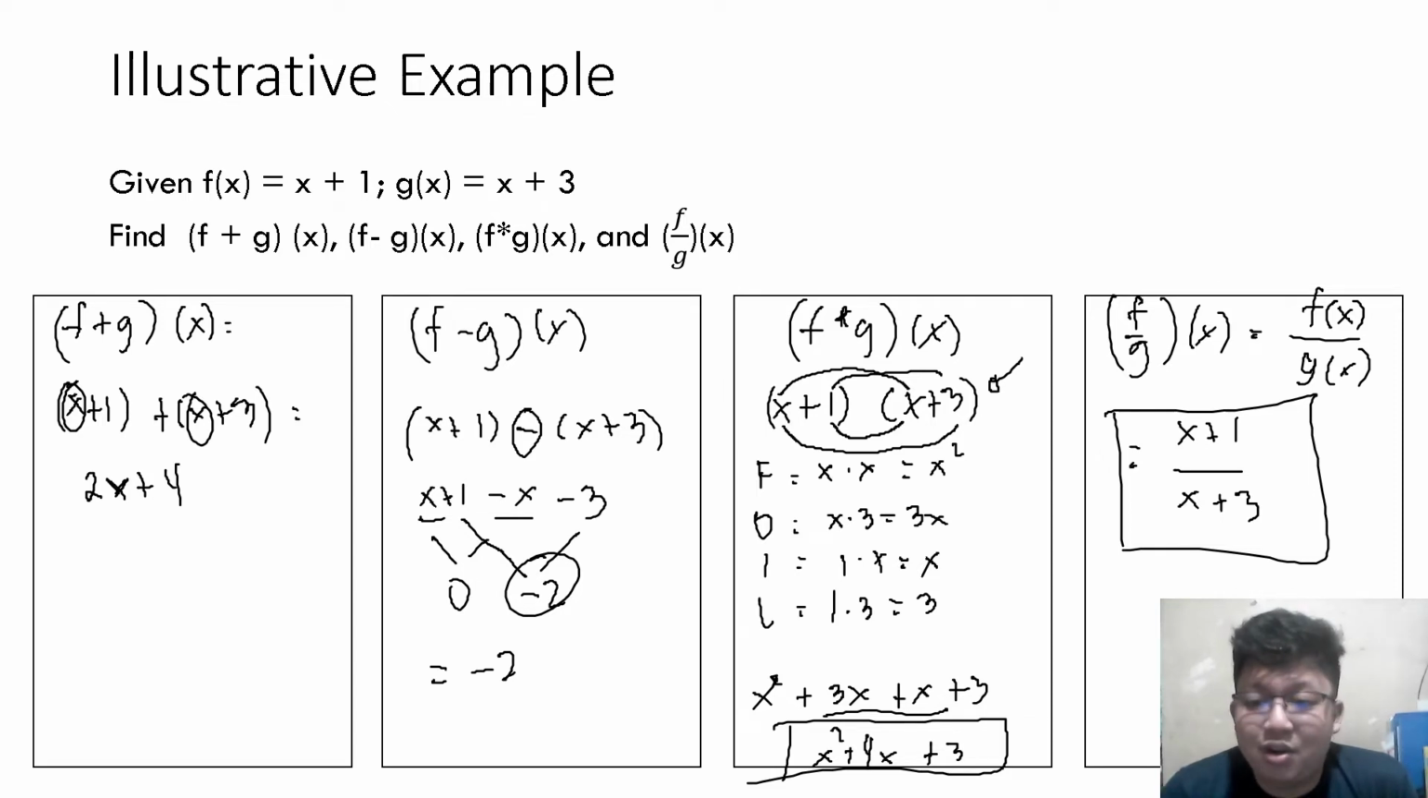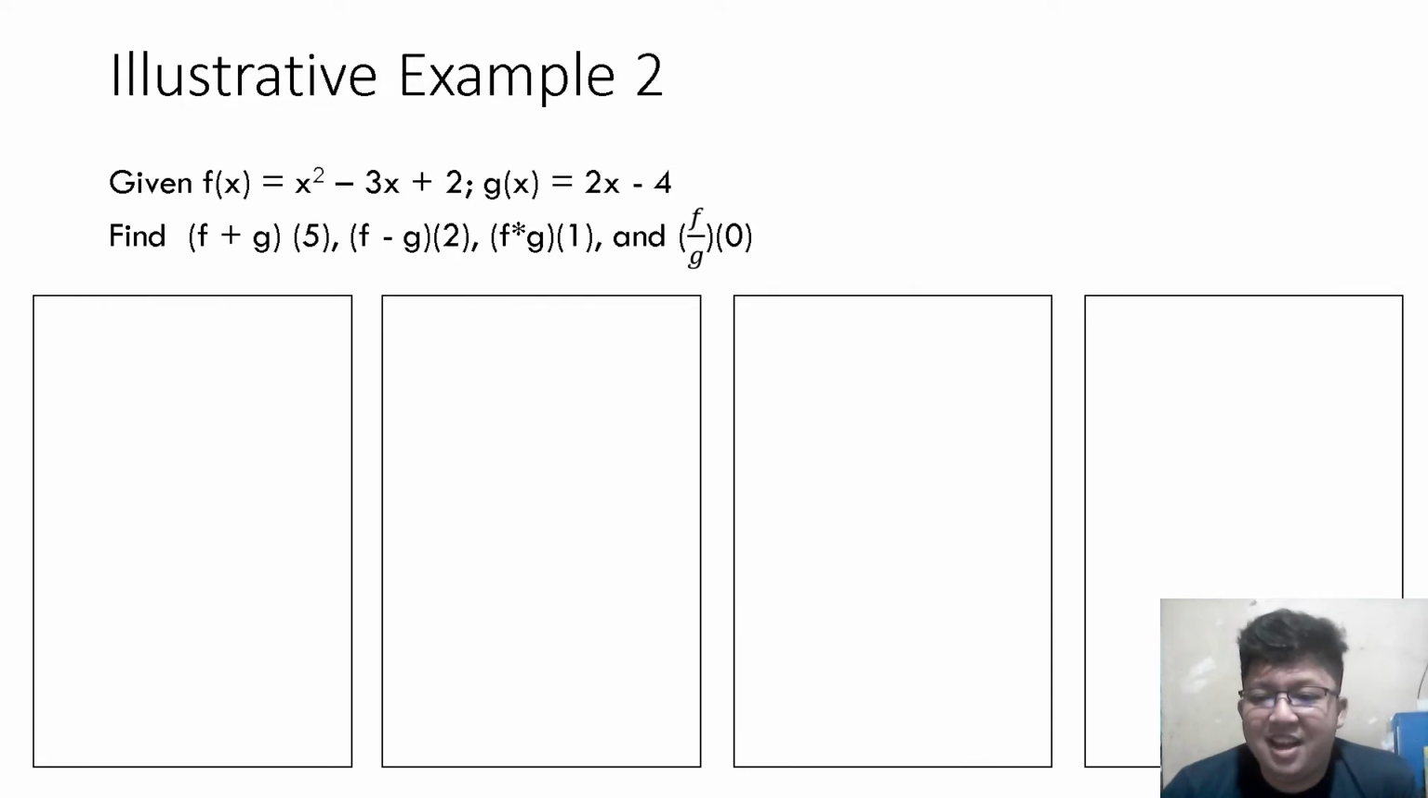Okay? Now let's go on to the next slide. Okay, now we are in our illustrative example number 2, wherein we will define, again, the functions, but for this time, we have values for x. So, as you can see, for the first set of functions, we have f plus g of 5. It means that x is equal to 5.